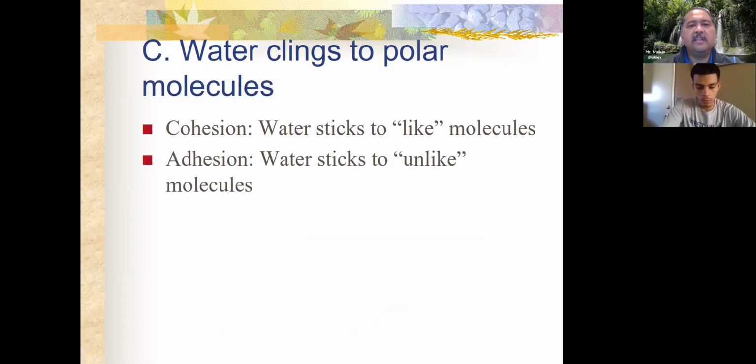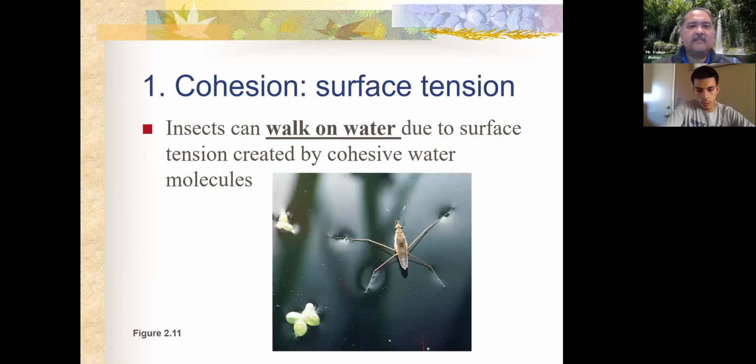Now, this polarity leads to other properties. One property is cohesion, another one is adhesion. Cohesion is when water sticks to like molecules. It's like a sports team, like the Lakers are a very cohesive basketball team. You know, they stick together because they're all wearing the same uniforms, and they all know how each other play, and they're a team. So that's cohesion.